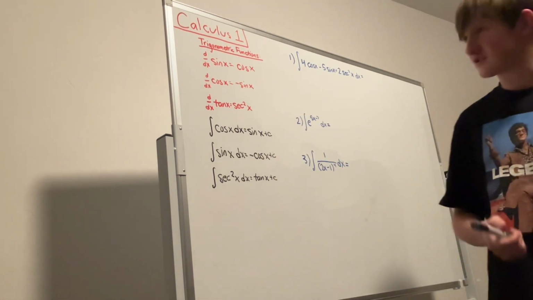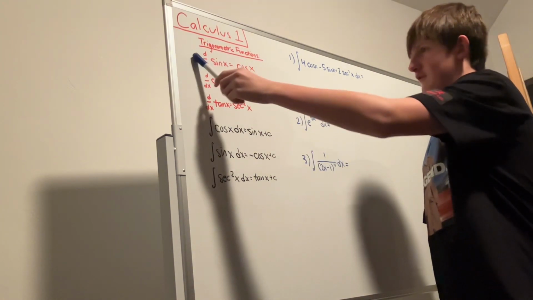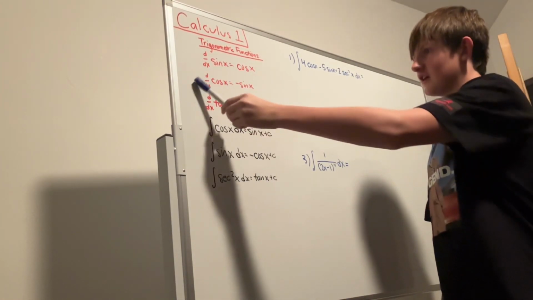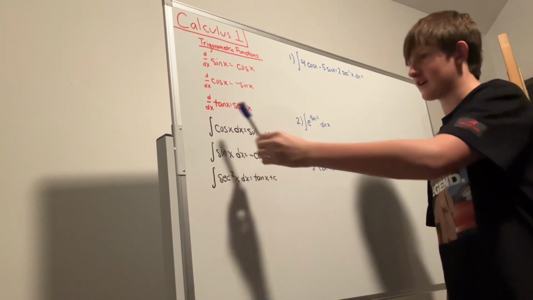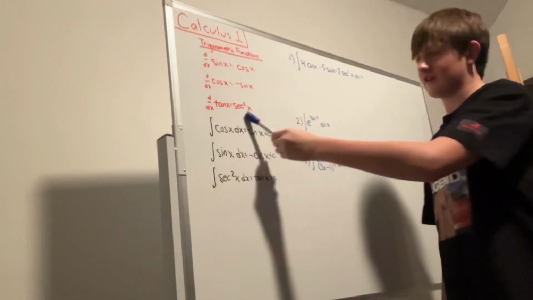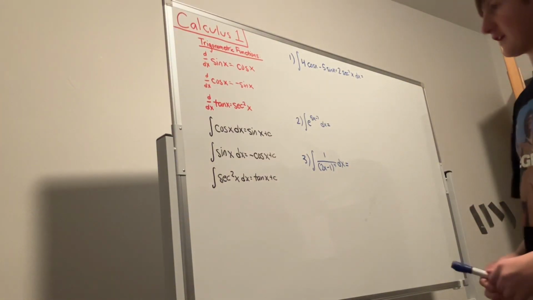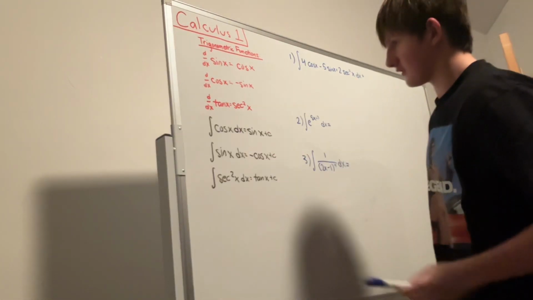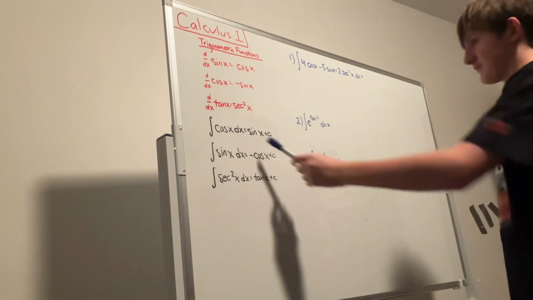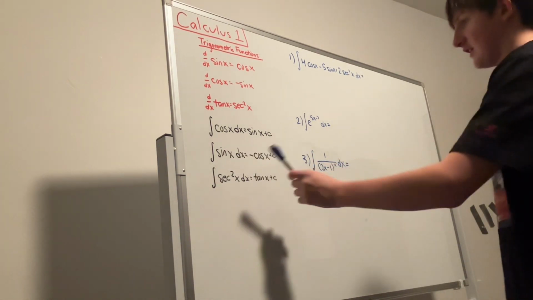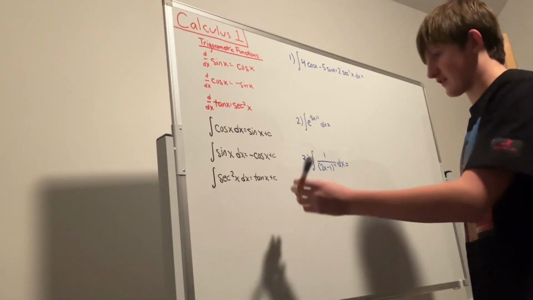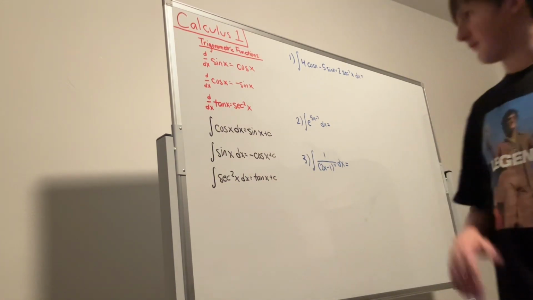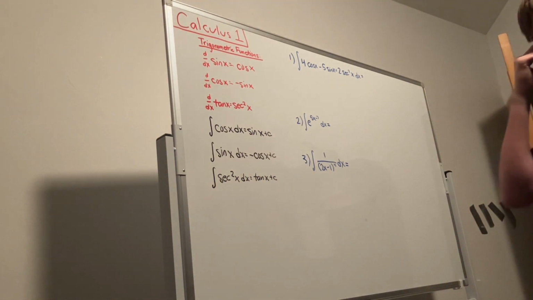of trigonometric functions. Here we have the derivative of sine x, which is cosine x, the derivative of cosine x, which is negative sine x, and the derivative of tan x, which is secant squared x. For the integrals, it's just the inverse, so the integral of cosine x dx is sine x plus c, the integral of sine x is negative cosine x, and the integral of secant squared x is tan x. So these are some basic trigonometric functions. You should be able to use these interchangeably, especially as a beginner.